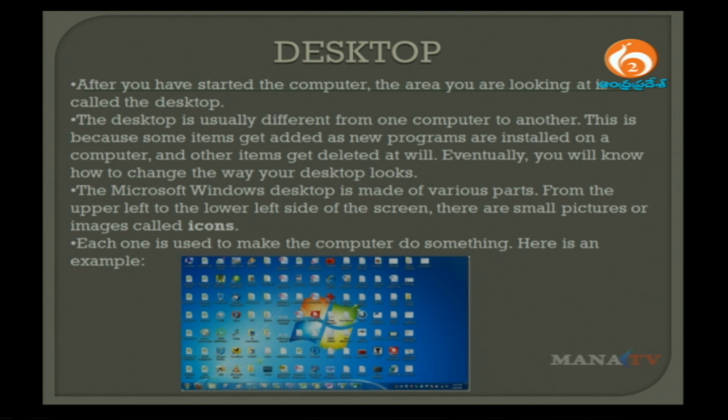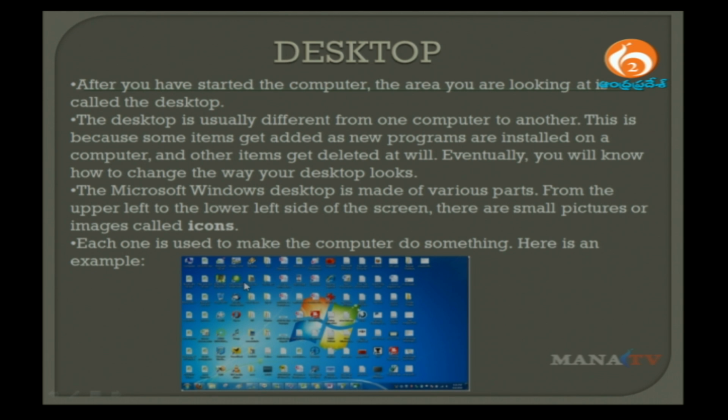The Microsoft Windows desktop is made of various parts. From the upper left to the lower left side of the screen, there are small pictures or images called icons, which I have already mentioned and showed you. Each one is used to make the computer do something. Here is an example. If you can see this, the entire thing is a desktop. We have the taskbar, we have the icons.